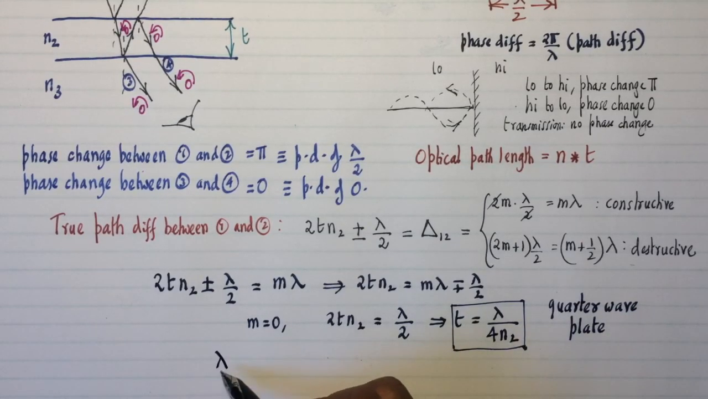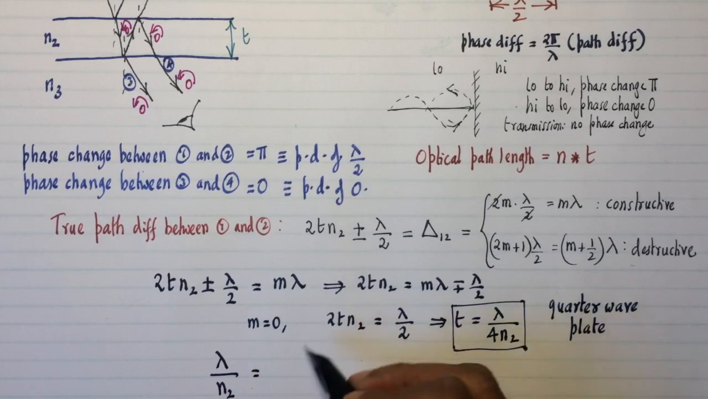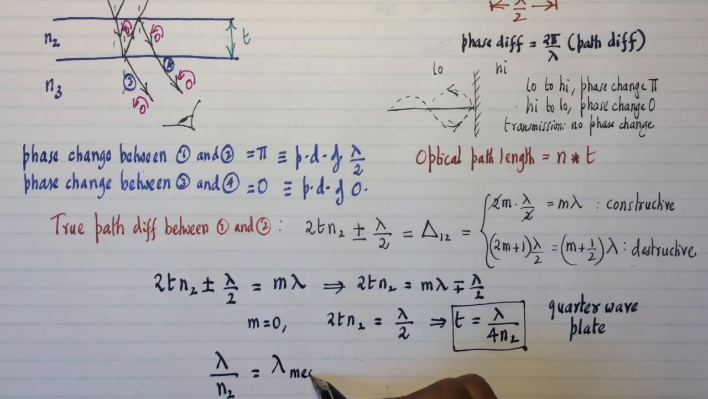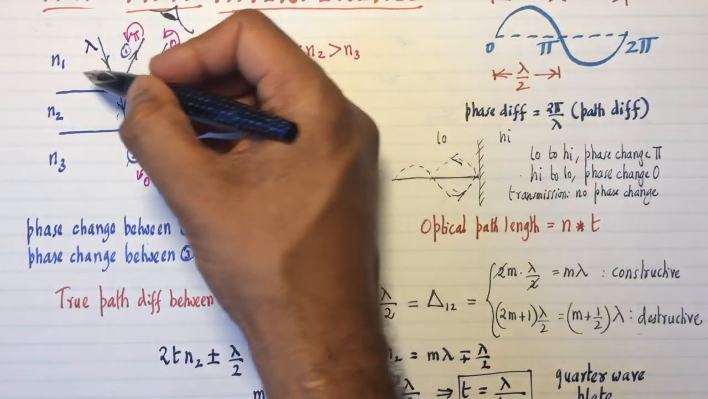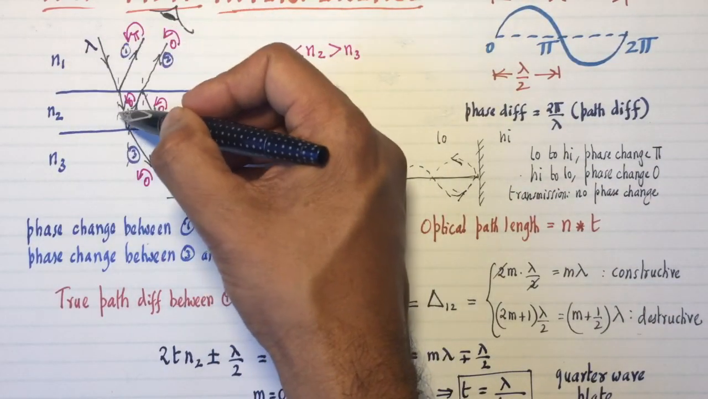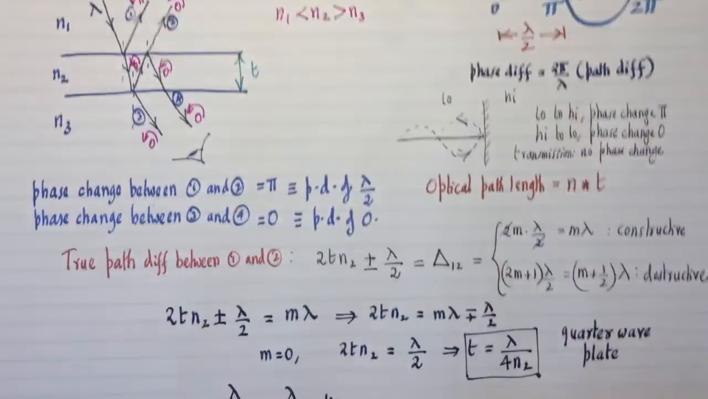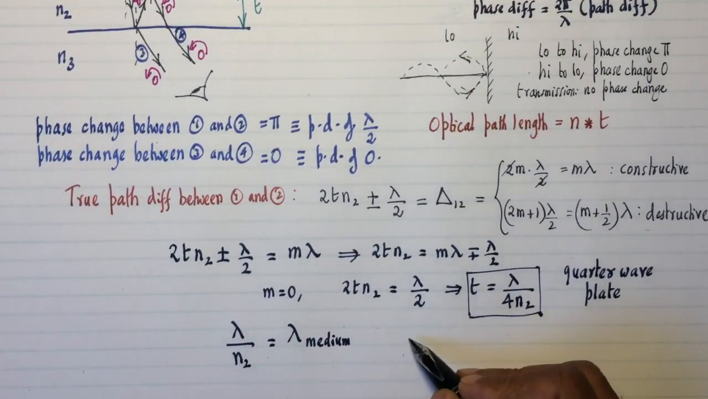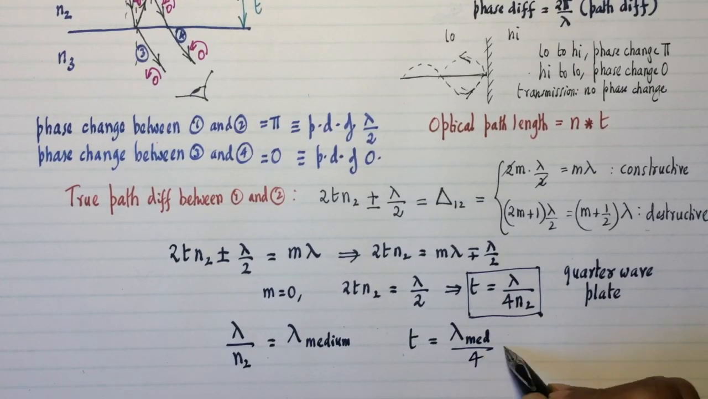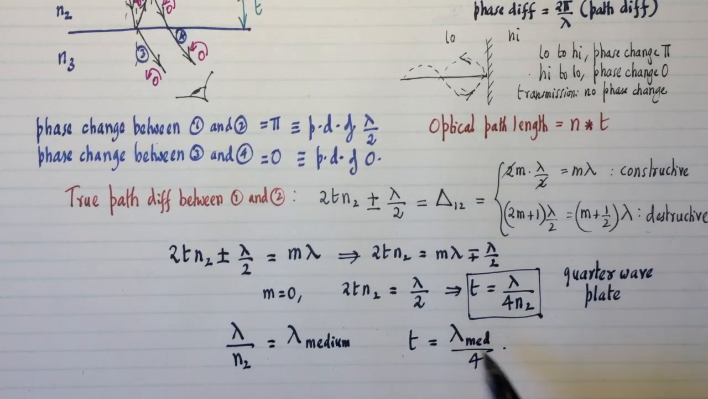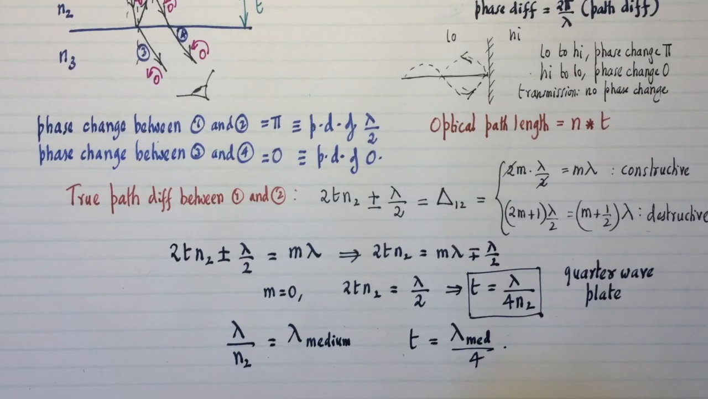Lambda by n2 has got a special name that's called lambda medium. So what you do is you take the wavelength of the light that's coming in, which is lambda in n1, and divide it by the refractive index of n2 to get lambda medium. So if you want, you can say the quarter wave plate thickness is simply lambda medium divided by 4. So that's the smallest thickness I should coat my optics with to provide reflection. And this is used in binoculars and telescopes and other places.